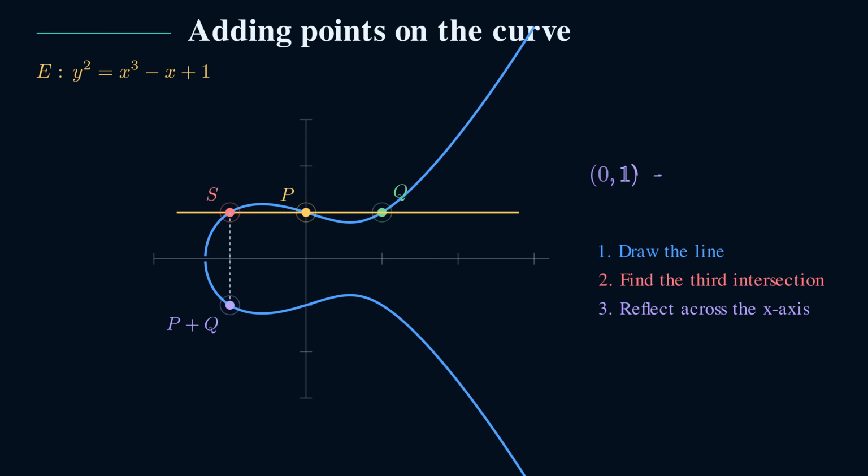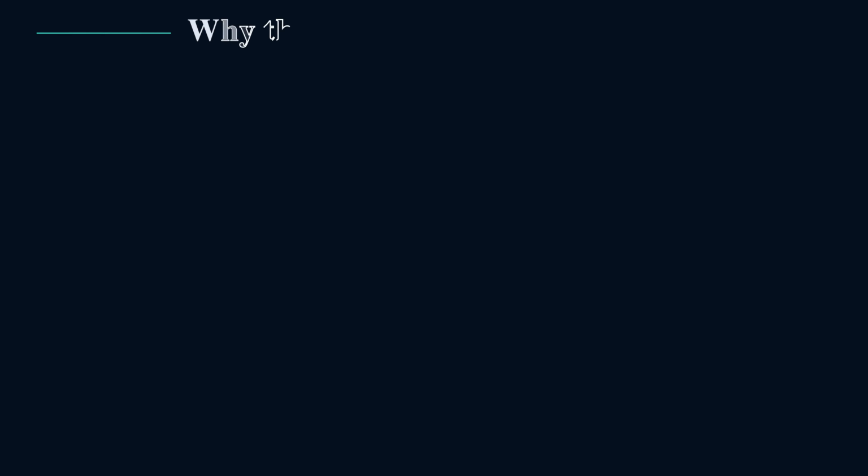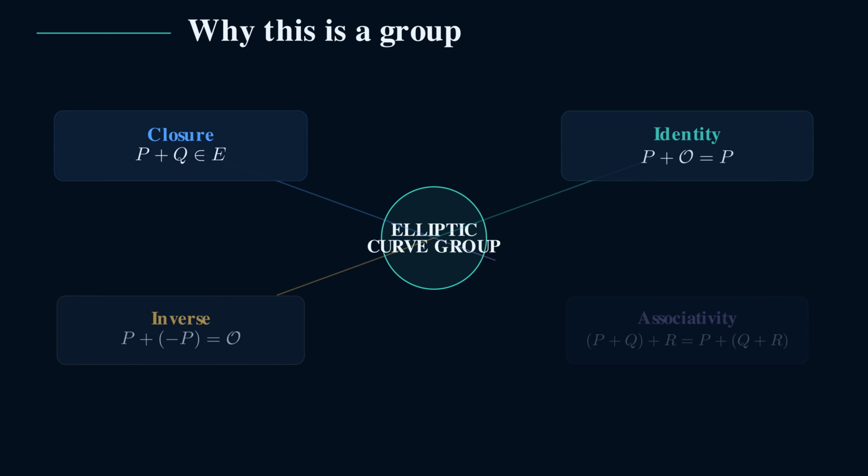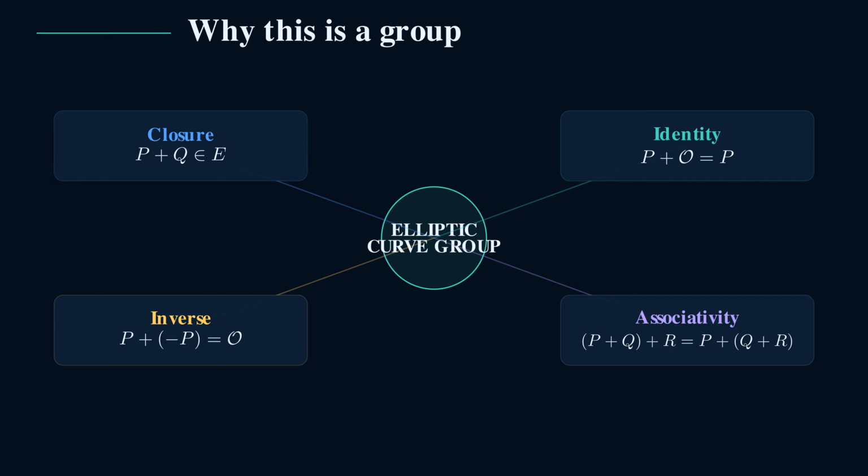Here P is (0, 1), and Q is (1, 1). The secant is horizontal, the third intersection is (-1, 1), and after reflection, the sum is (-1, -1). This addition law satisfies the group axioms. The sum stays on the curve, the point at infinity is the identity, reflecting a point gives its inverse, and addition is associative. Associativity is not obvious from the picture, but it is what turns the geometric construction into genuine algebra.